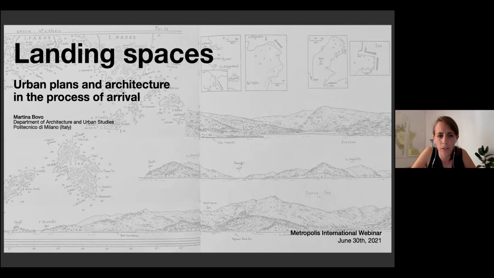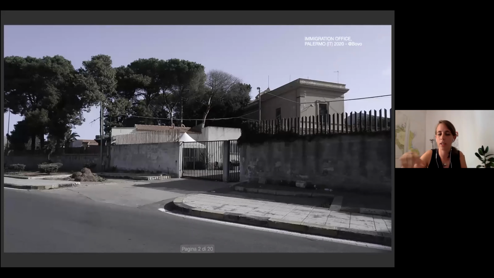And I wanted to start with this picture. That was the very first thing that came to my mind when I thought about this topic. This is the police immigration office in Palermo in southern Italy. This picture was taken on a Sunday, but on every other working day of the week, newcomers spend a lot of hours outside this gate, waiting for an appointment or for information about their documents.